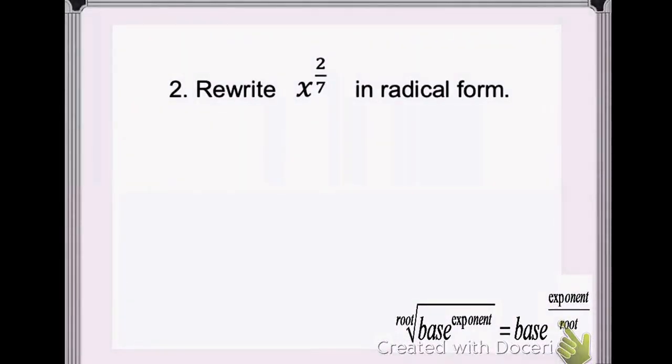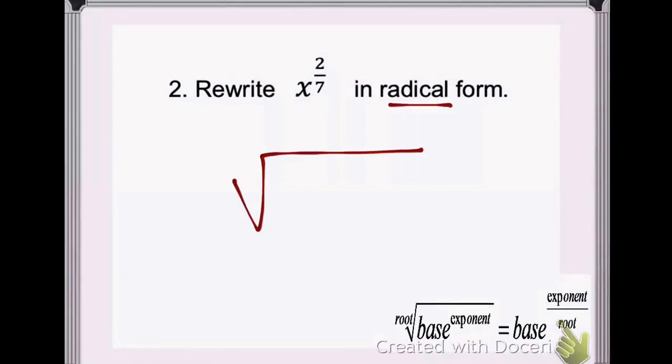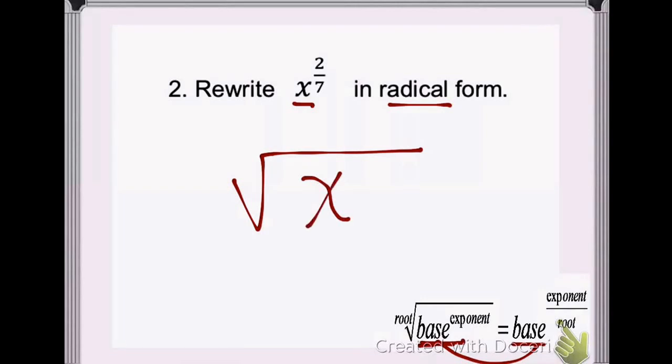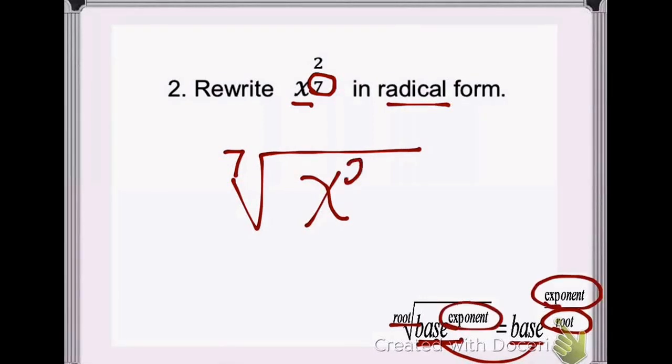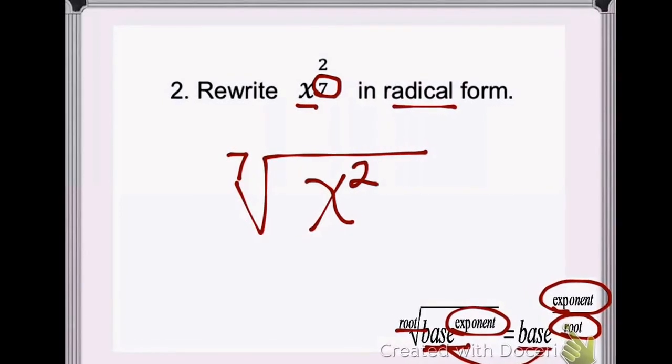On this one, we want to rewrite x to the 2/7 power in radical form. So radical means that it's going to have a radical. I know that x is my base, and my base goes inside the radical. I know that my root is 7, it's the denominator, and the root goes outside. And I know that my exponent is my numerator, and my numerator goes inside. So the radical form of x to the 2/7 would be the 7th root of x squared.